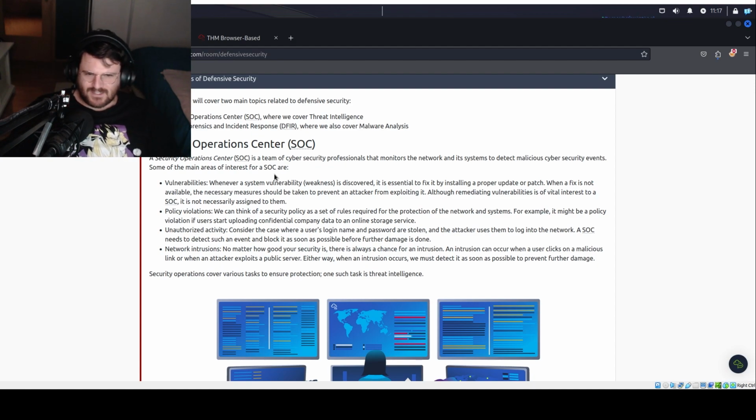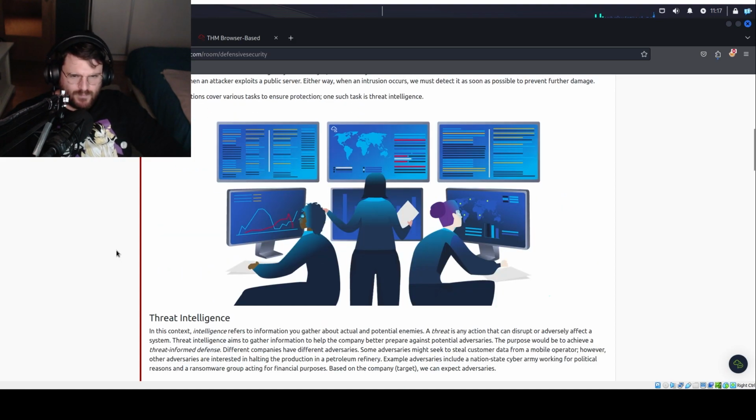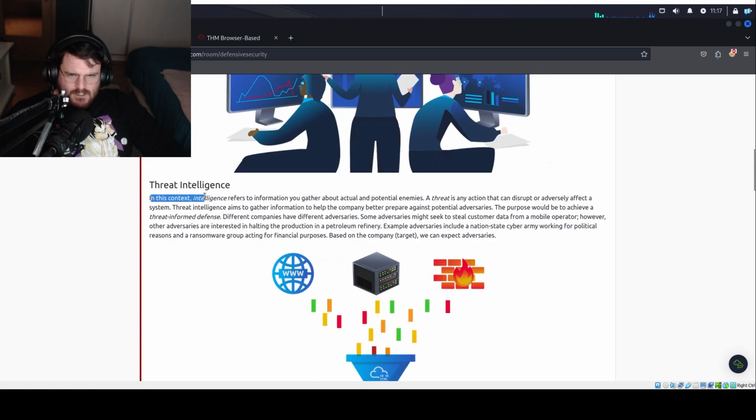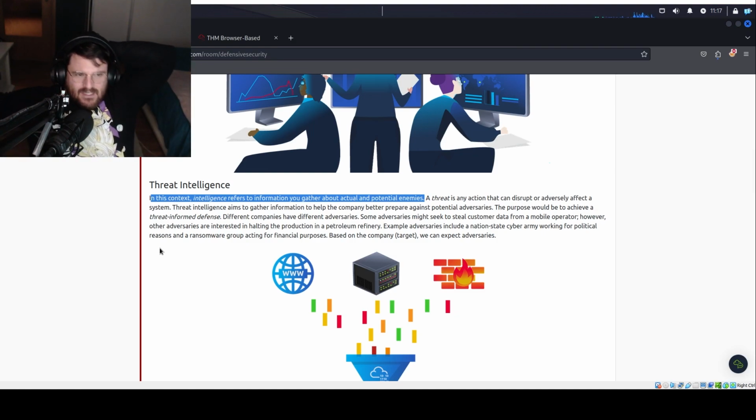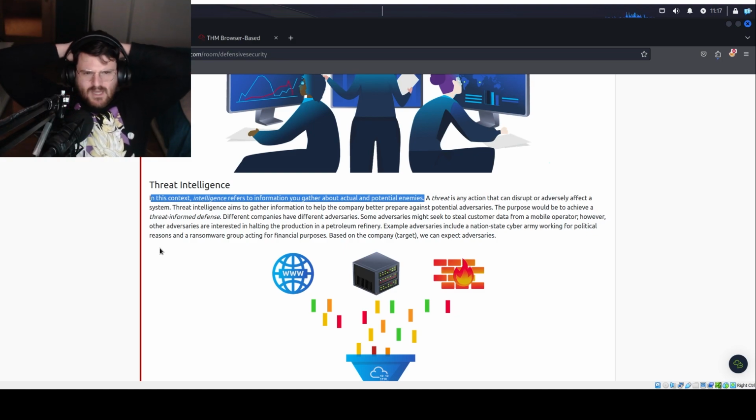Security operations cover various tasks to ensure protection. One such task is threat intelligence. In this context, intelligence refers to information you gather about actual and potential enemies. A threat is any action that can disrupt or adversely affect a system. Threat intelligence aims to gather information to help the company better prepare against potential adversaries. The purpose would be to achieve a threat-informed defense.